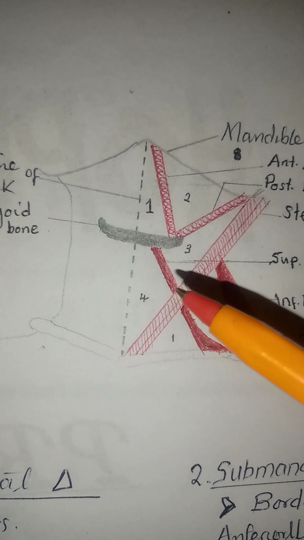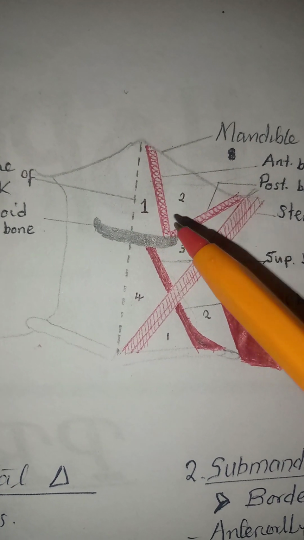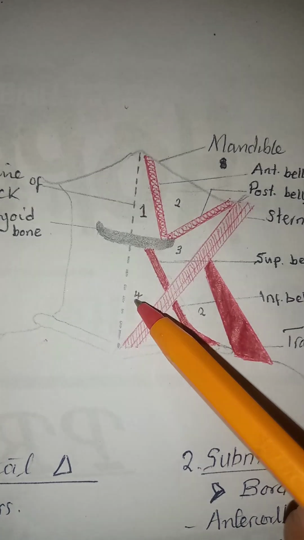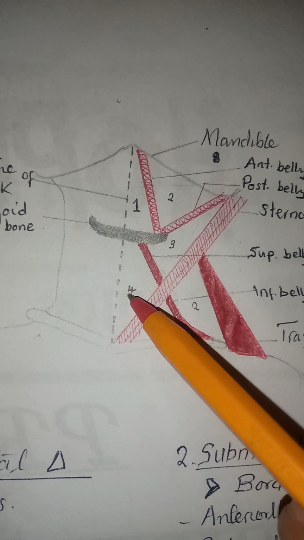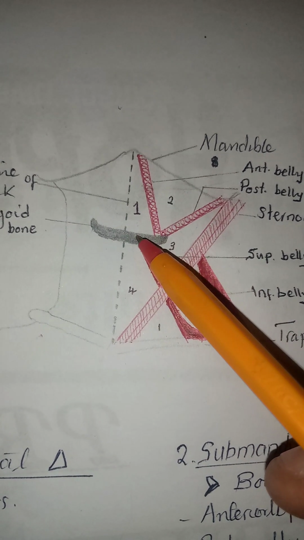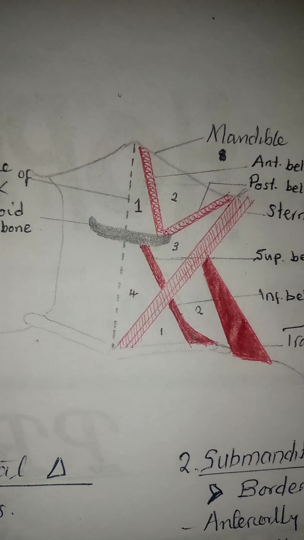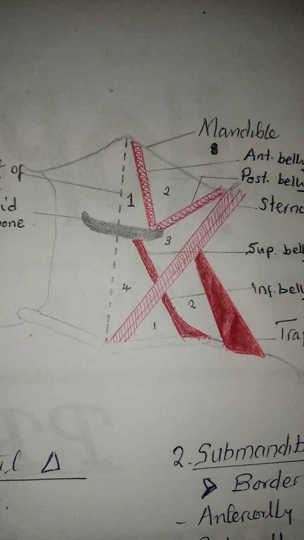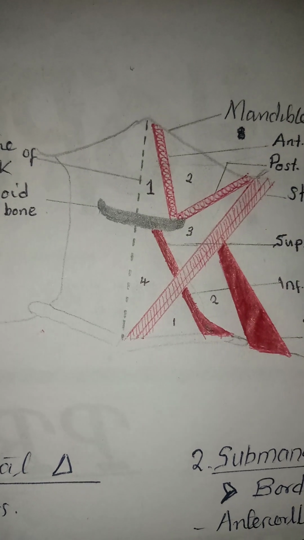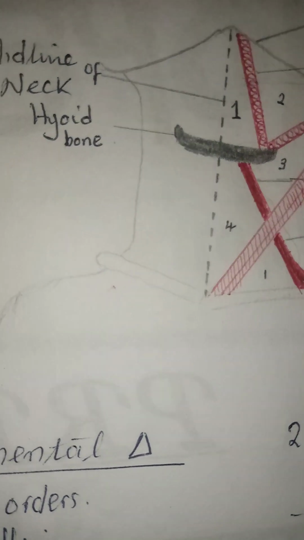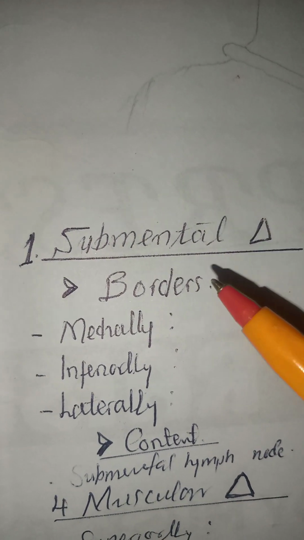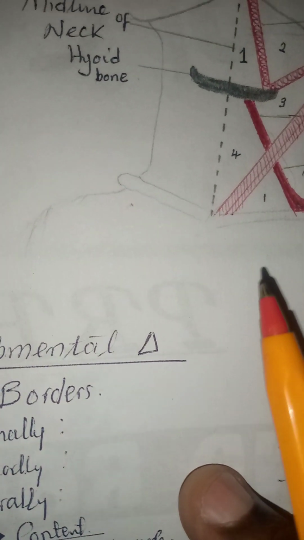We're going to work our way from here all the way to number 4, and what we'll be talking about throughout is the borders and then the content, and at the end we'll add the clinical correlation. Without wasting much of the time, let's start with number 1. Triangle number 1 is called the submental triangle. Let's look at the borders.